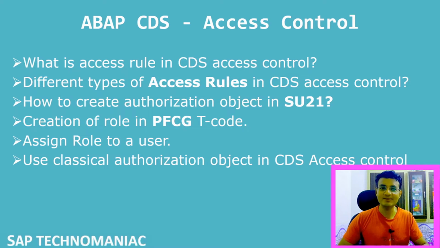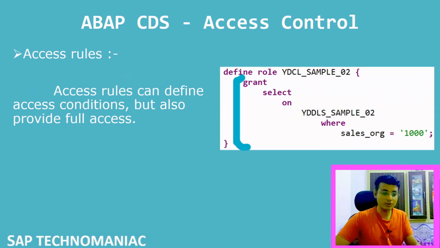Let's get started. First, we talk about what an access rule is in CDS access control. As you know, when we create one CDS access control, this is the syntax. As you can see, define role, and we will give the role name, then we will give grant select on, we will define here the CDS entity, and we give the where condition. Whatever we define starting from grant until this semicolon is called one access rule.